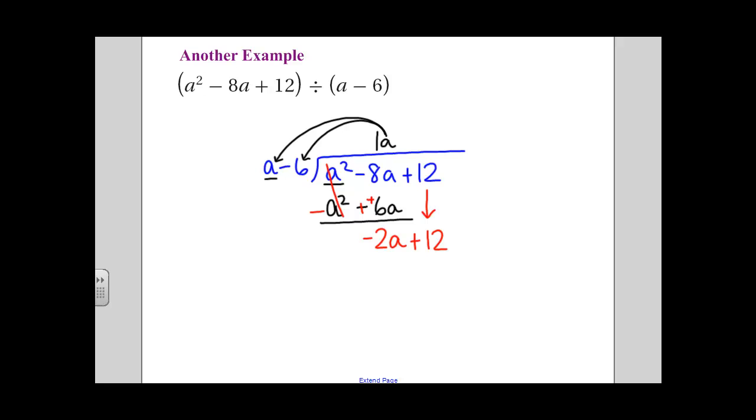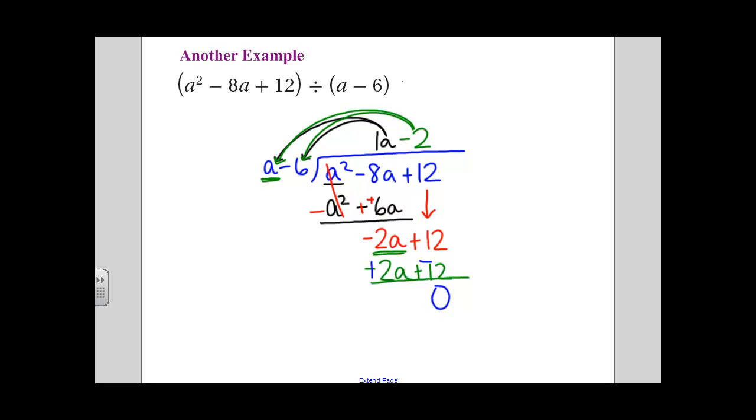So then you ask yourself, how many times can a go into negative 2a? And it goes in negative 2 times. And then we multiply. Negative 2 times a gives me negative 2a. Negative 2 times negative 6 gives me positive 12. And then to see what's left over, we need to subtract. So if you're subtracting negative 2a, you're really adding it. We got to subtract here. And we see that everything crosses off. We have a remainder of 0.